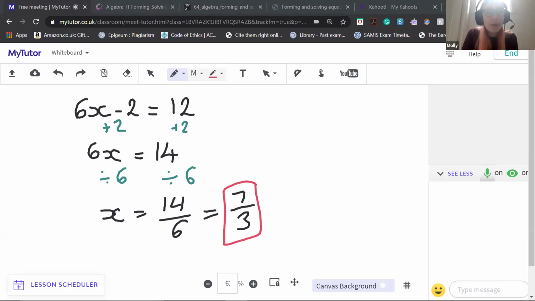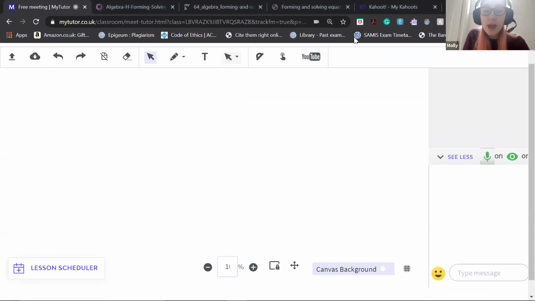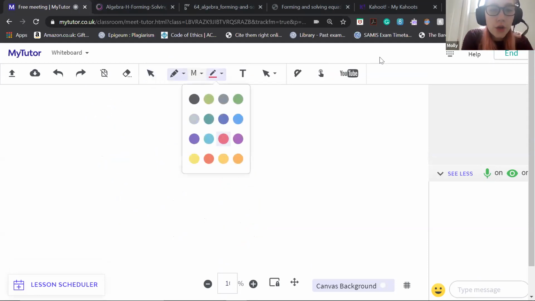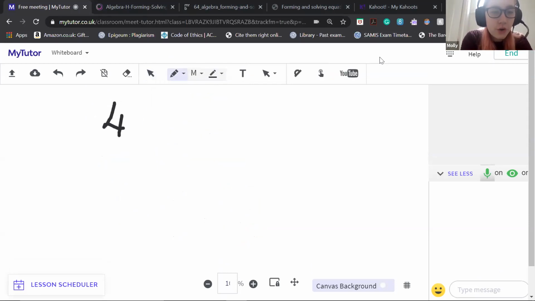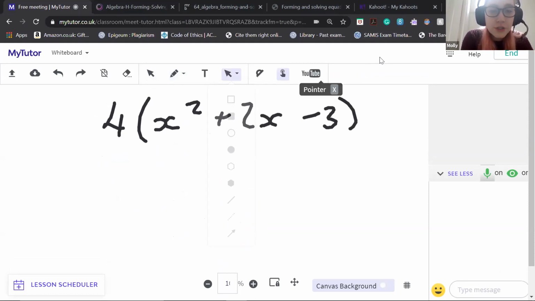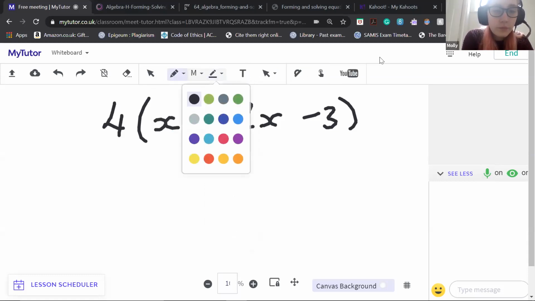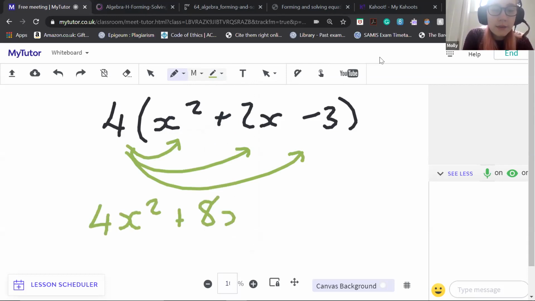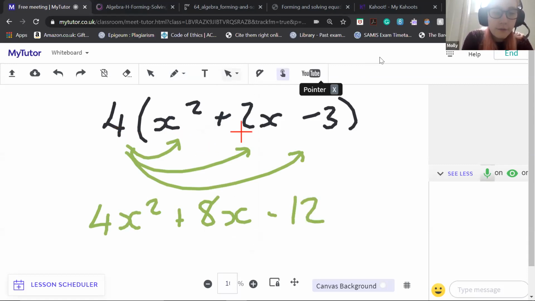Okay, so I'll go over a quick bit of expanding brackets. The thing with expanding brackets is whatever is outside of them, you multiply everything in them by. So if we have 4 lots of x squared plus 2x minus 3, all we have to do is take this 4 and multiply it by everything inside here. So we get 4 times x squared, 4 times plus 2x, and 4 times minus 3. That's all I've done.